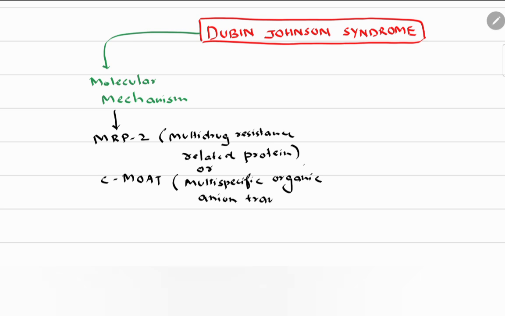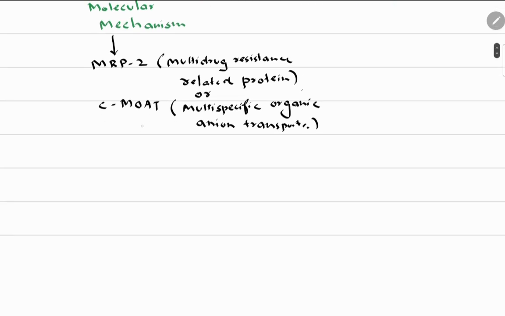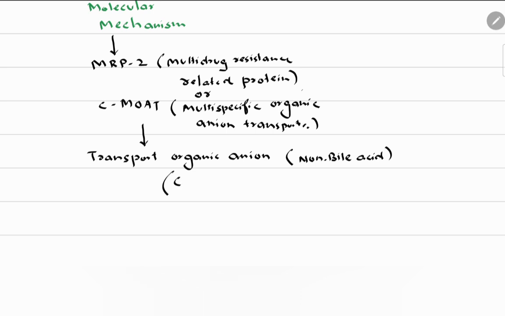This transporter is important for transport of organic anions from hepatocytes to bile canaliculi. And the organic anions are non-bile acid. The organic anions include both conjugated bilirubin, other glucuronide or glutathione conjugated substances.